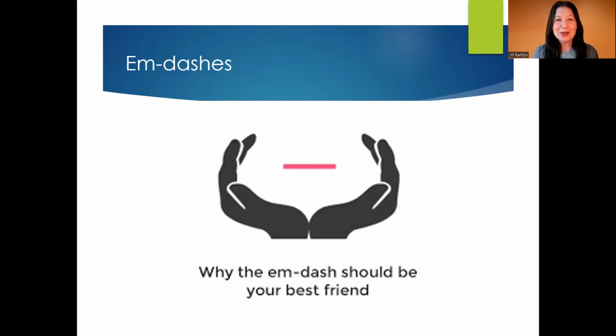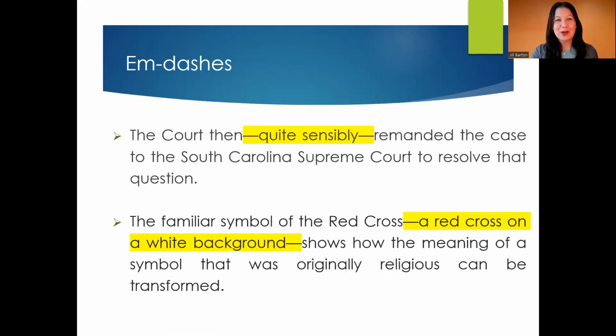So we've talked about parentheses and how they de-emphasize information. The exact opposite of that is using em dashes to call attention to information. And this is one of my favorite punctuation marks because I think it does that so well. And I think it's one of Justice Kagan's as well. We have some more examples from her.